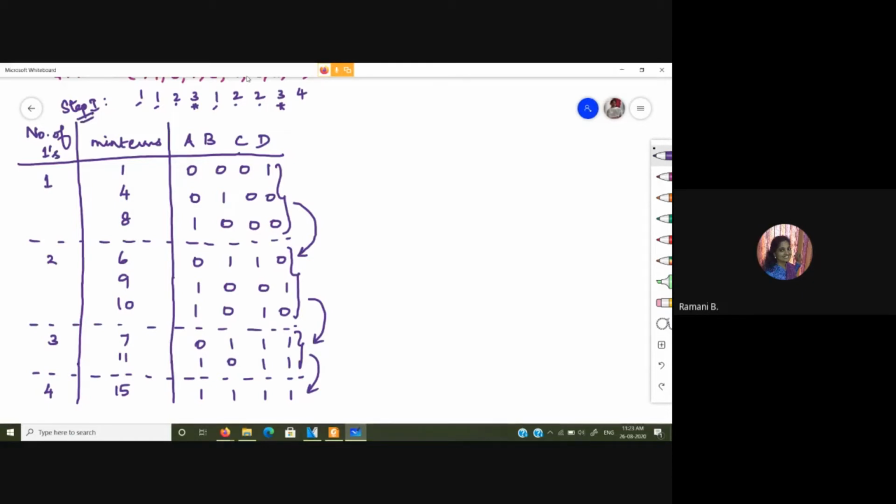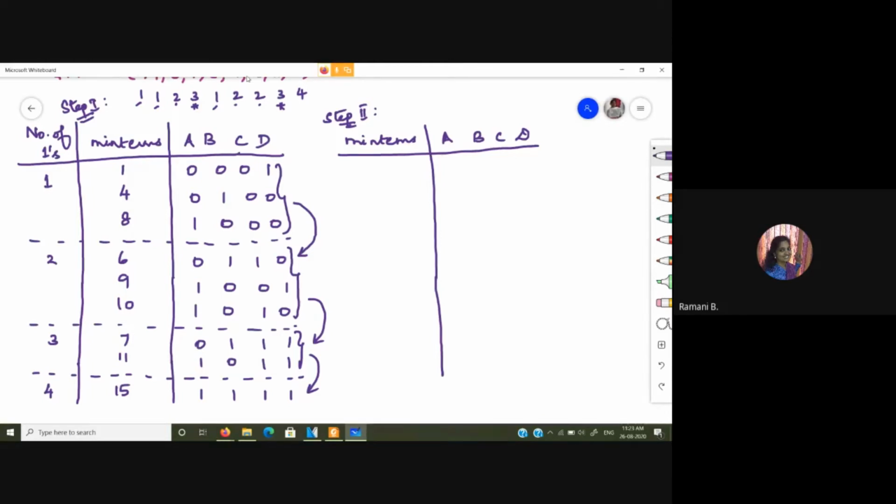For the next step, we go for the pair combination. So the minterms and the variables A, B, C and D. And always remember, you will be going with the comparison between the groups, not within the group or skipping one group and comparing with the next one. Okay, adjacent groups. The comparison is done only with the adjacent groups.